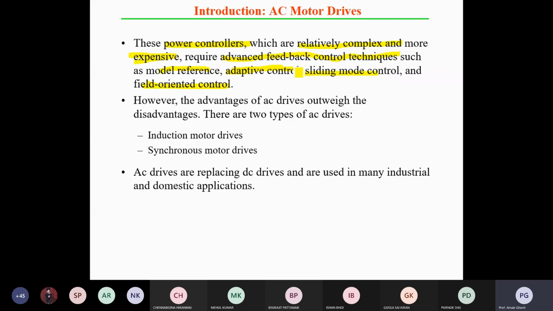And field oriented control, and how much we can vary the motor control, then voltage control, then field control, that is important.